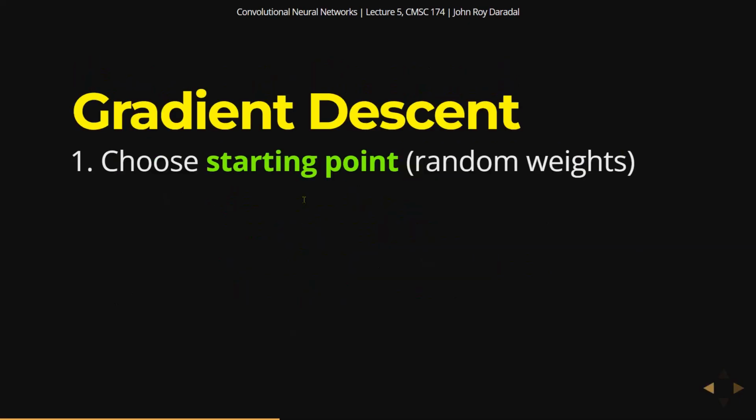So this is the basic version of gradient descent. First, you choose the starting point, and you do this using random weight initialization, right? So that is your starting point.